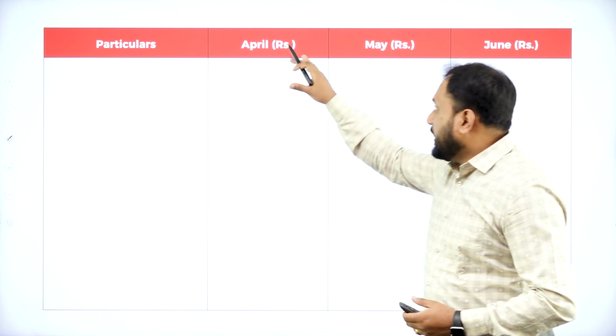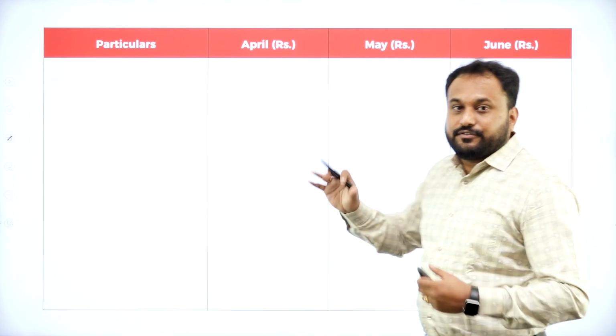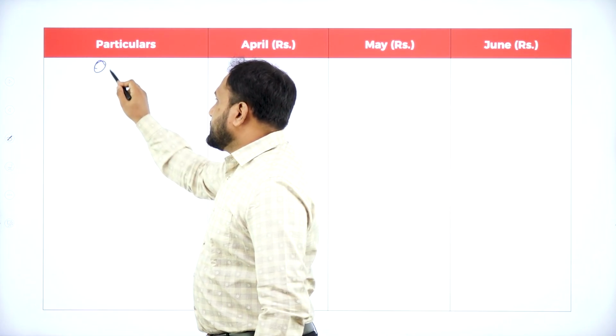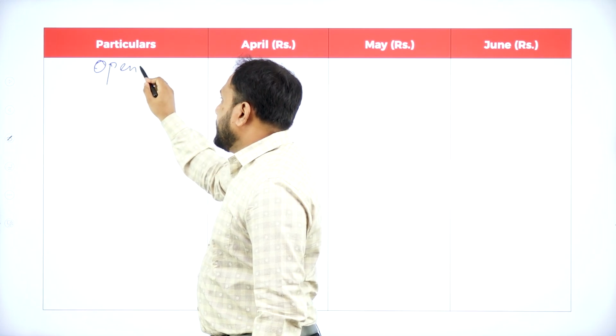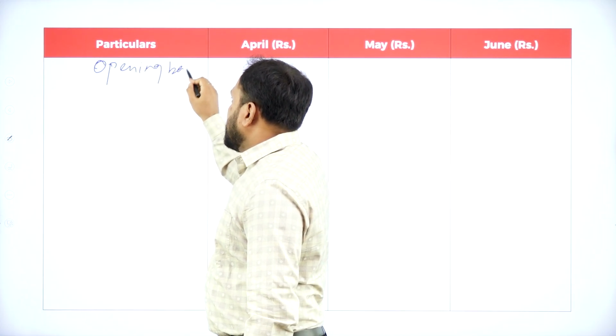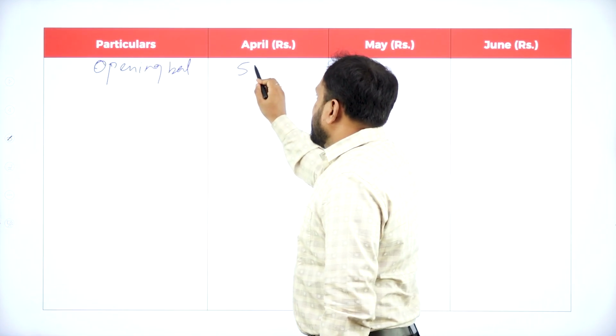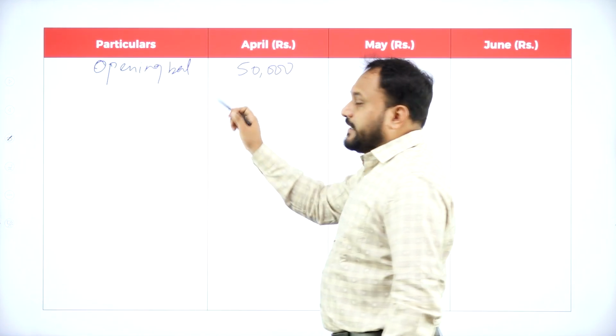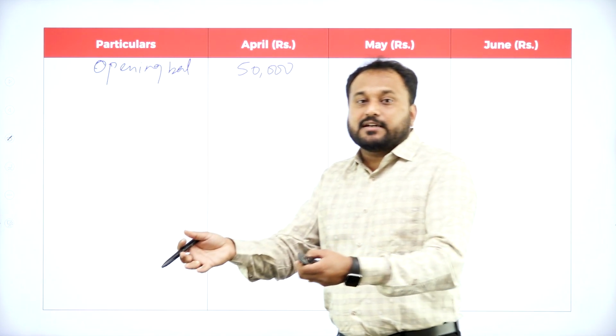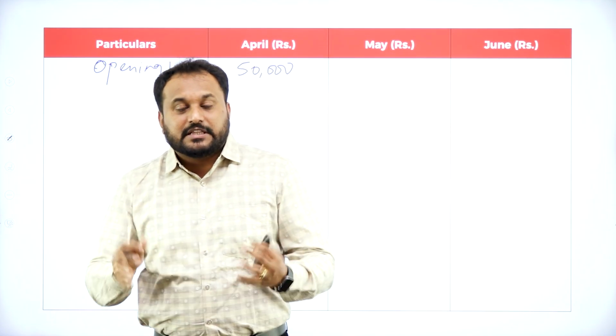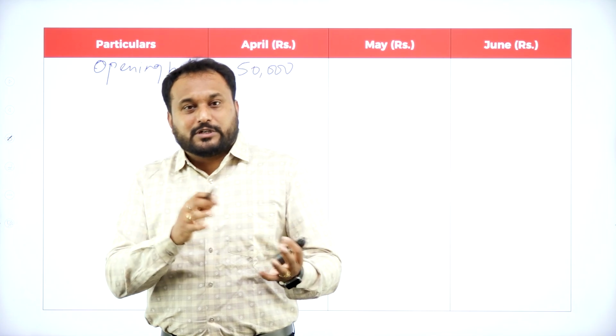And I'll tell you the pro forma of the cash budget here. Particulars, you go with April, May, June. First thing is the opening balance. They have only given the opening balance. How much is it? The opening balance here is 50,000. So you will write here 50,000. Next, you need to add all the receipts. Then that is the total. You are supposed to go with total of A.